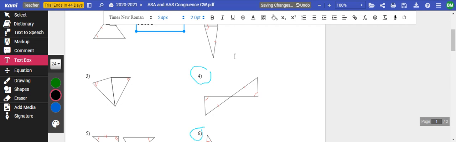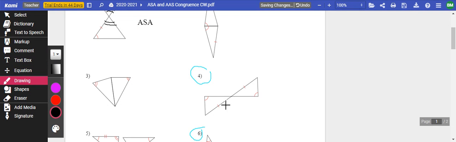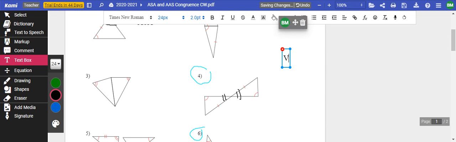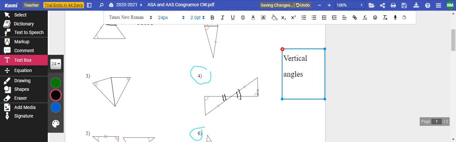Look at number 4. Again, I've got another one here where I've got vertical angles. Vertical angles does not prove that they are congruent. It just helps us see where that other angle came from. So we have angle, angle, side, angle, angle, side. Oh, there we go.